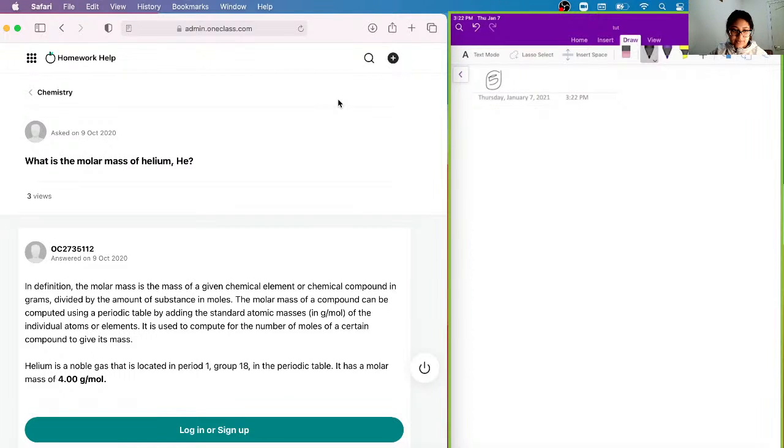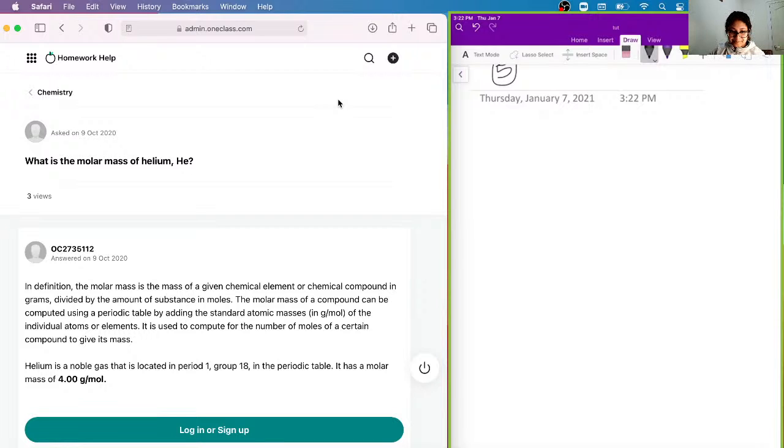Our next question says, what is the molar mass of helium? As we've previously discussed, molar mass is basically the mass of a given chemical element or chemical compound in grams divided by the amount of substance in moles. And so the molar mass can be computed using a periodic table. It is actually given in your periodic table, the individual molar masses of elements, but not compounds.